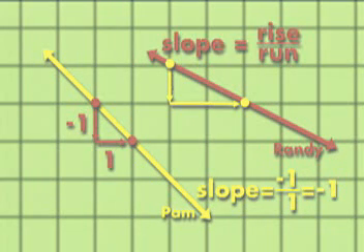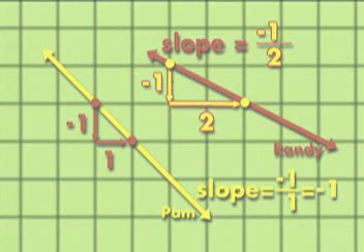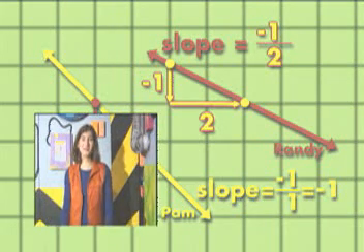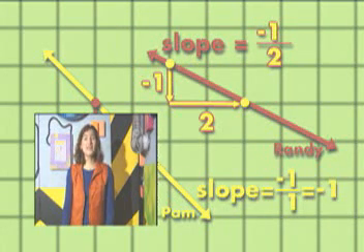Now let's look at Randy's line. Randy's line goes down 1 space for a rise of -1 and over 2 spaces for a run of 2. That gives his line an overall slope of -1 over 2, or -1/2. So how can we use these numbers to prove whose line is steeper? Remember, the greater the absolute value the slope of the line is, the steeper the line will be.